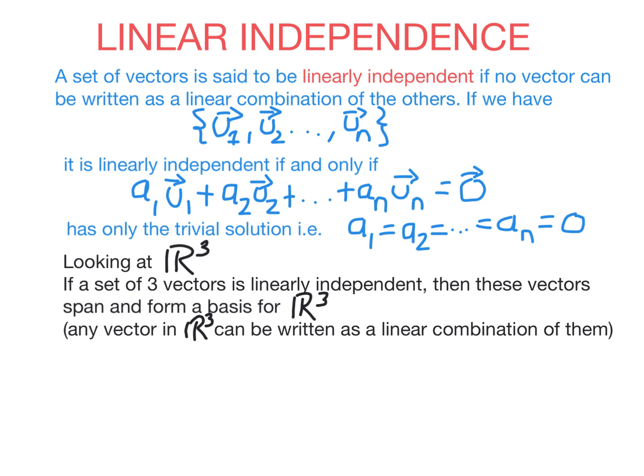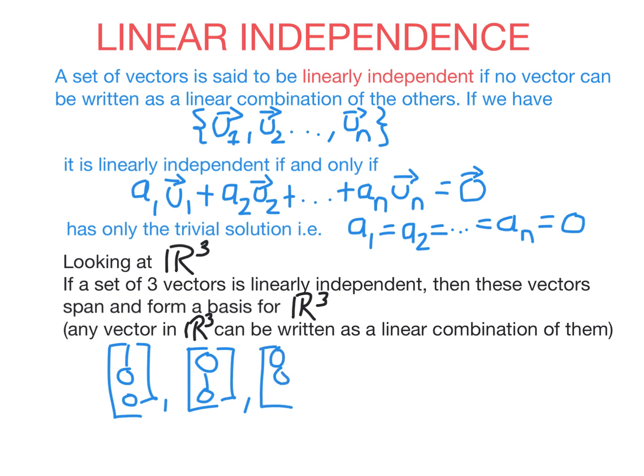So the standard vectors we use in R3: (1, 0, 0), (0, 1, 0), and (0, 0, 1). This set here constitutes a linearly independent set. None of these vectors can be written as a linear combination of the others, and any vector in R3 can be written as something times this one plus something times this one plus something times this one.